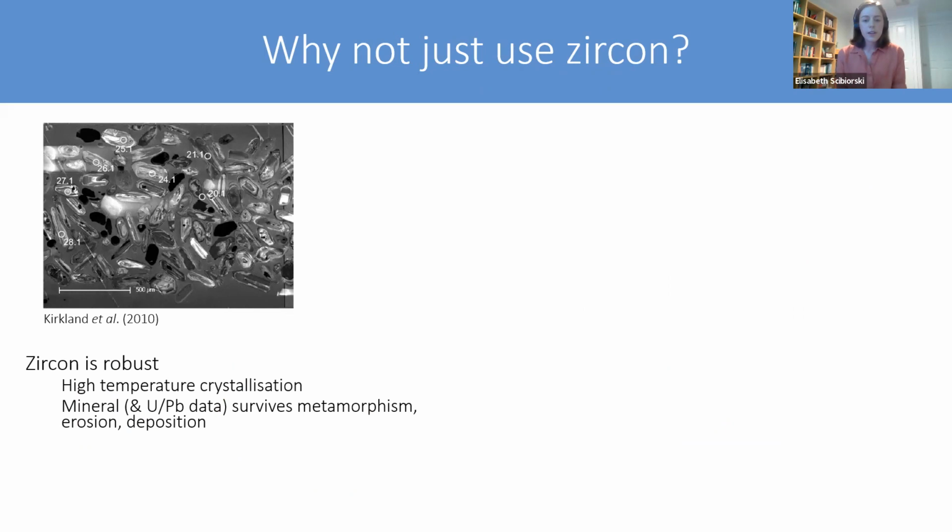Now, historically, a lot of this kind of petrochronology, as well as geochronology in general, has made use of zircon. And there's a really good reason for that. Zircon is useful primarily because it is so robust. It crystallizes at high temperatures, and it can survive high-grade metamorphism and several sedimentary cycles of erosion and deposition more or less intact, all while retaining its geochronological information.